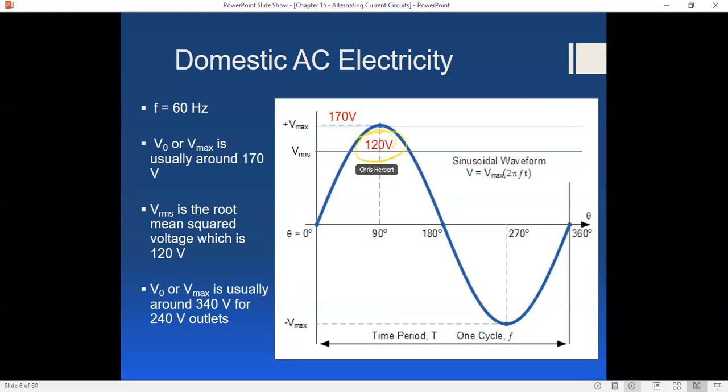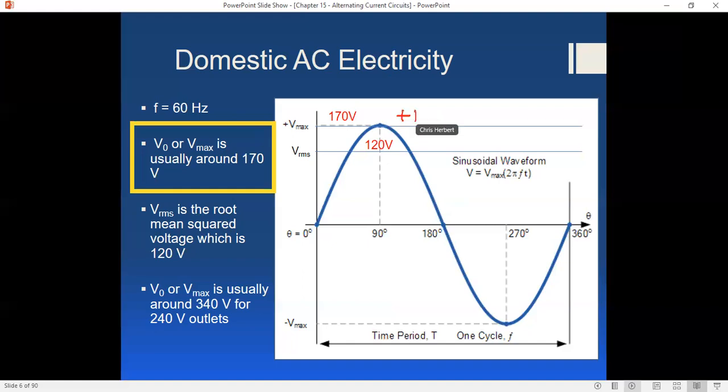This 120 is more representative of the power that I'm going to get out of this rather than taking the maximum. And obviously, if I took 0 volts, that would give me 0. So once again, when you plug something into the wall, this 120 volt is actually oscillating around 170 volts. The highest value that we get during this oscillation is plus 170 volts.